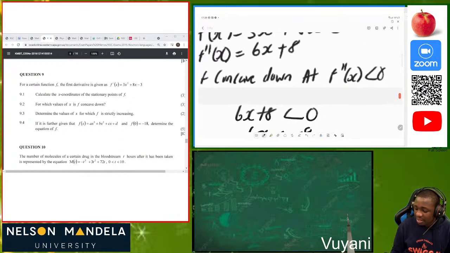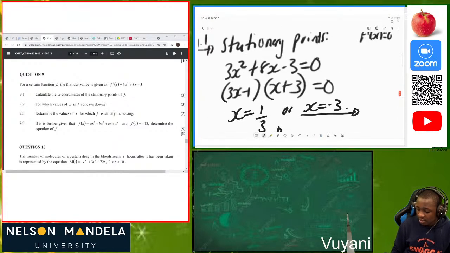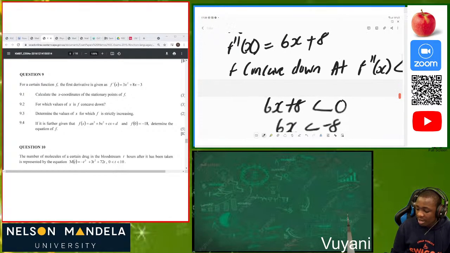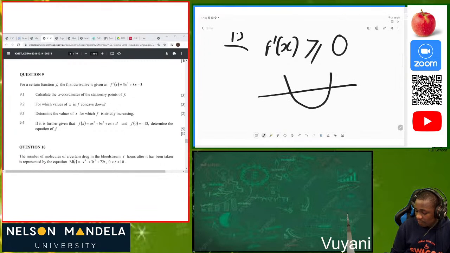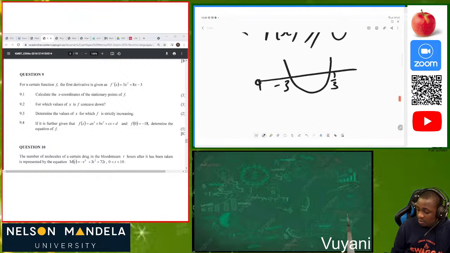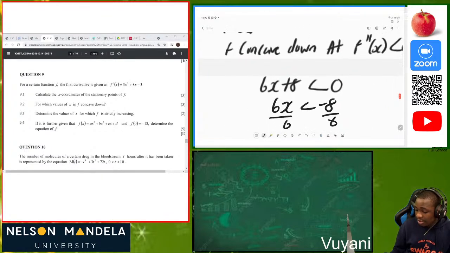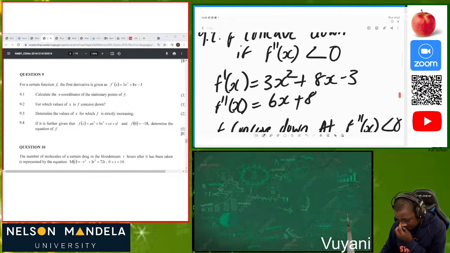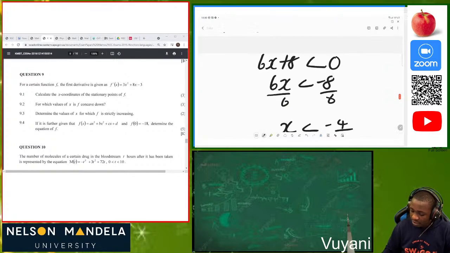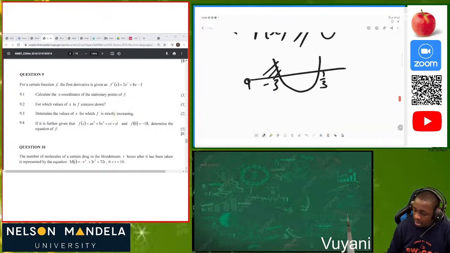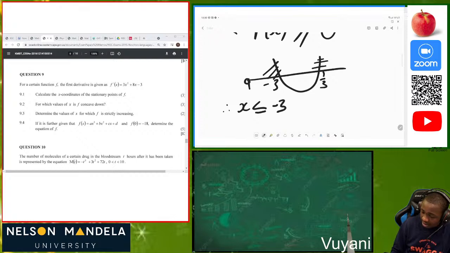Since we have already calculated the stationary points, which are these 2 points, we can write them down so that we can know the solution. We have -3 and 1/3. Let's see where the solution is found. When we substitute 0, are we going to get a number which is greater than 0? Let's check. At 0, we get -3, which is not greater than 0. So the values will be found outside. So basically x must be less than or equal to -3, or x must be greater or equal to 1/3.